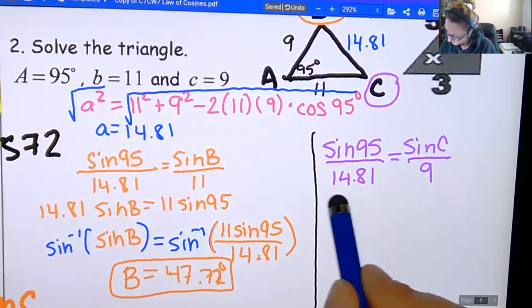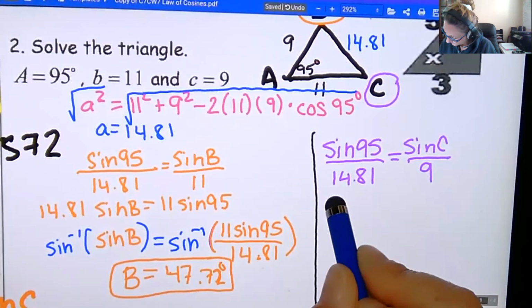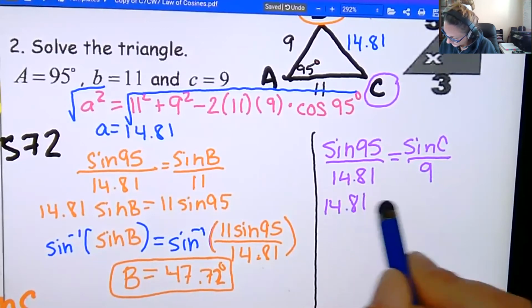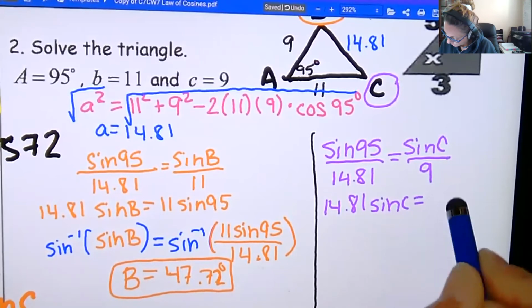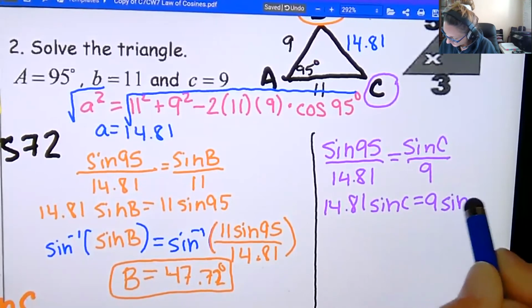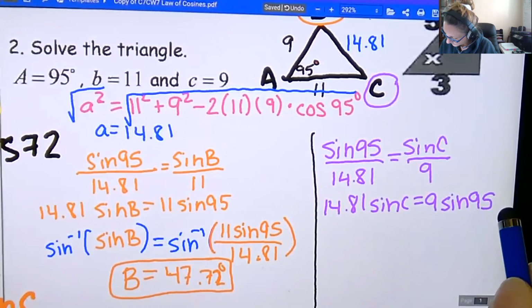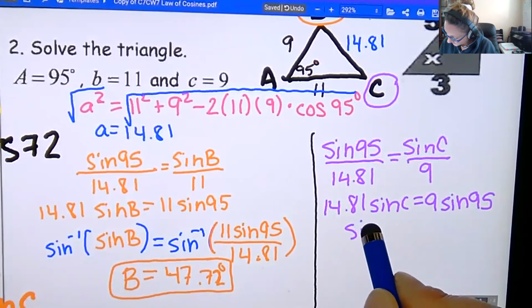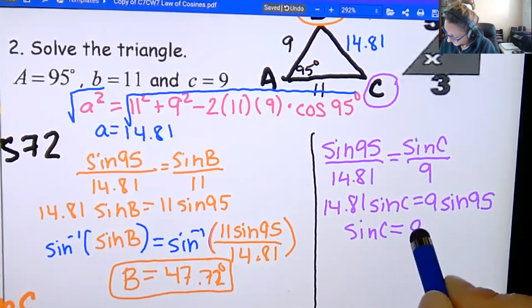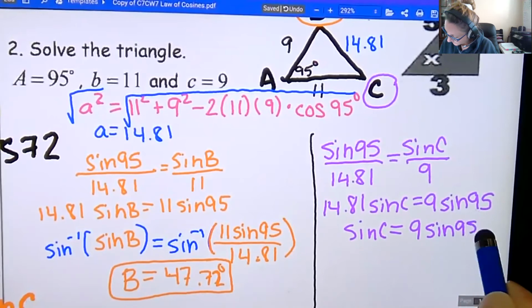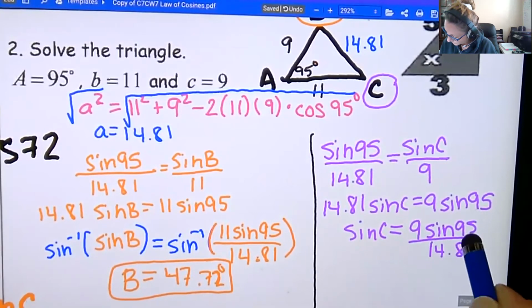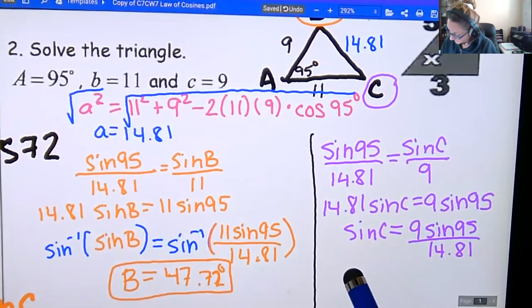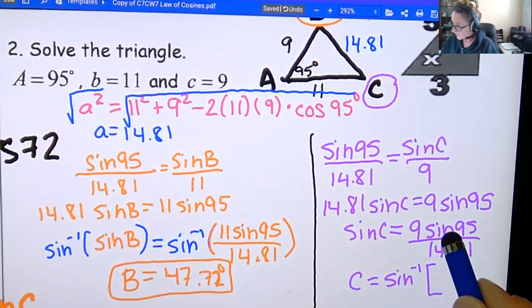cross multiply. And so I'm going to get 14.81 sine c equals 9 sine 95. Okay. I'm going to end up getting sine c equals 9 sine 95 over 14.81. And then C is going to equal sine inverse of this.